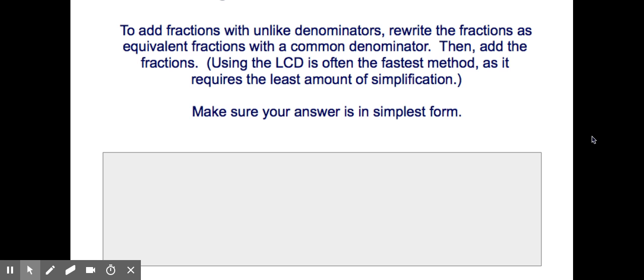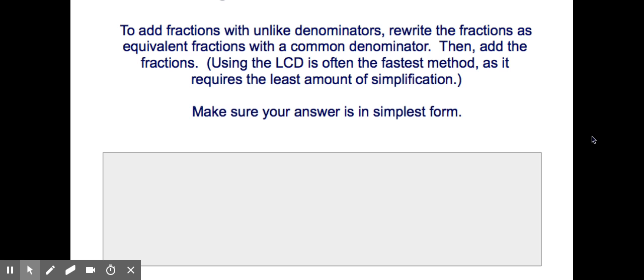1/2 plus 1/3. Because they have different denominators, we are not allowed to add the fractions. The only way to add the fractions is if we make common denominators by creating equivalent fractions to each. So step 1, let's look at the denominators. They are 2 and 3.